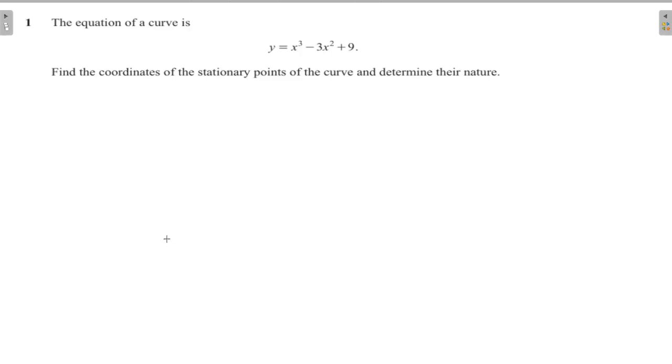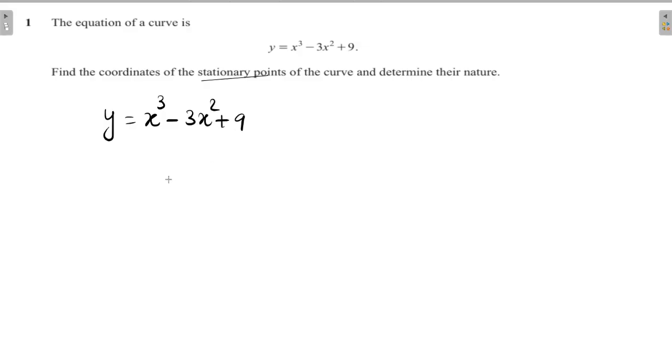Favorite J-Level Mathematics February-March 2026 Paper 1 Solution. The equation of the curve is given. Find the coordinates of the stationary points, which is also known as the turning points of the curve, and determine their nature. y equal to x cube minus 3x square plus 9.